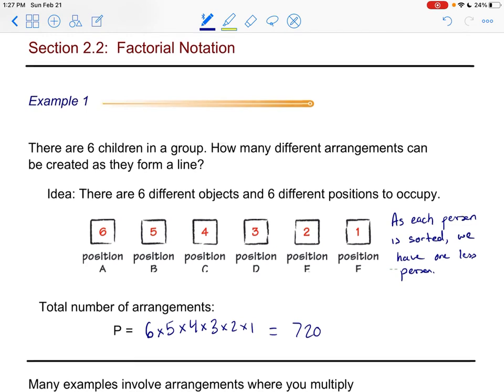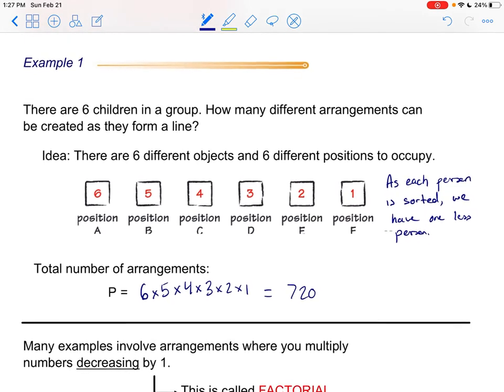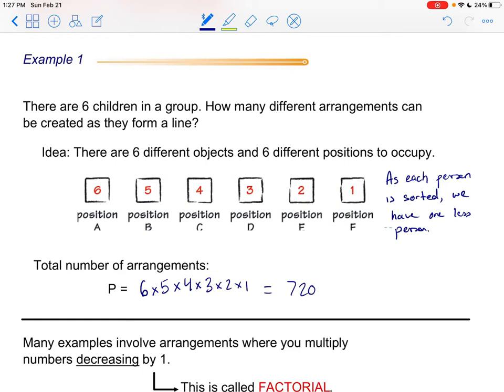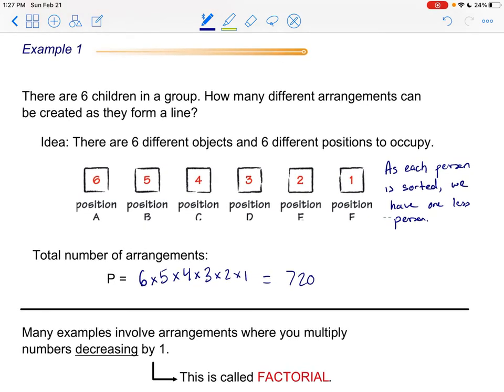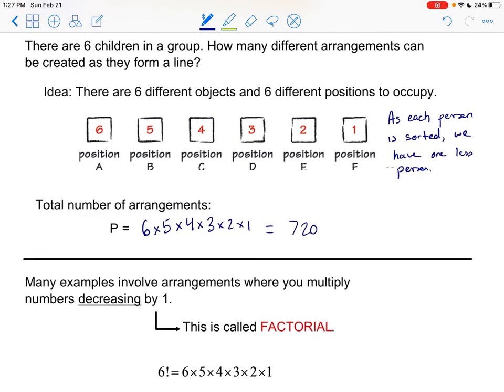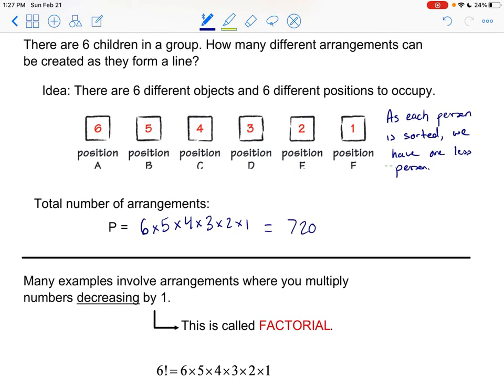Okay, so many examples that we'll do involve arrangements where you multiply numbers decreasing by 1 like this. This is what we call a factorial, multiplying numbers decreasing by 1. It looks exactly like that. We use an exclamation mark to denote factorial. So in this example, 6 factorial means you start with 6 and multiply it by 5, by 4, by 3, each number decreasing by 1 down to 1.